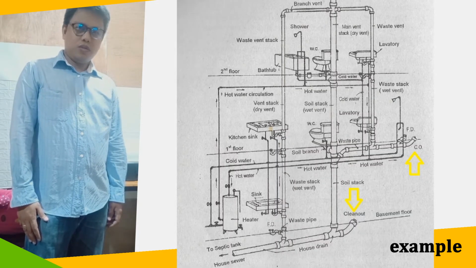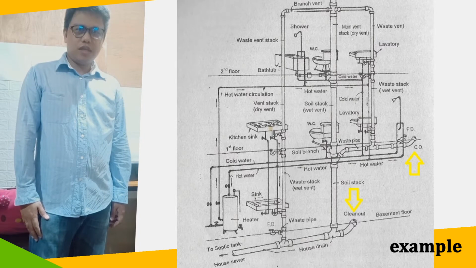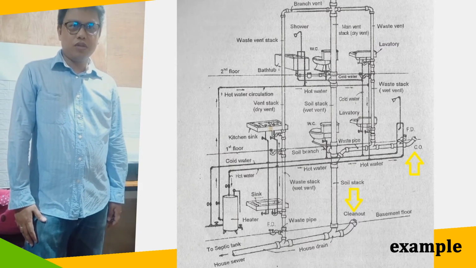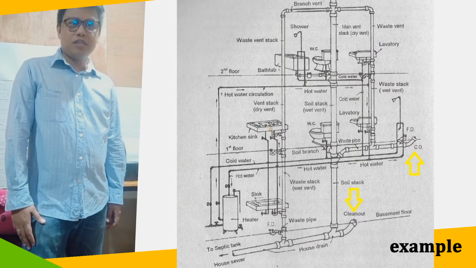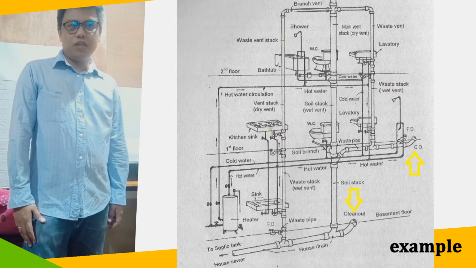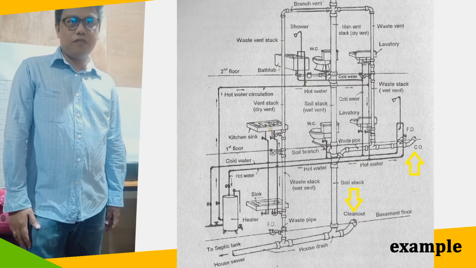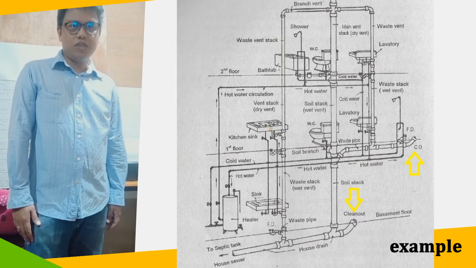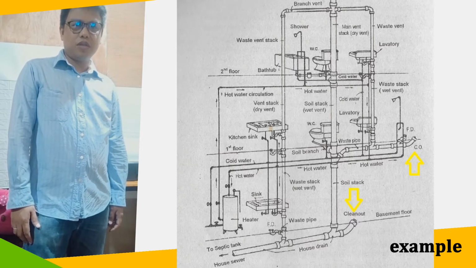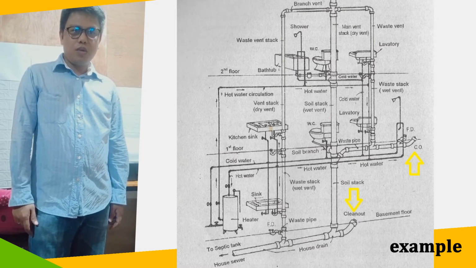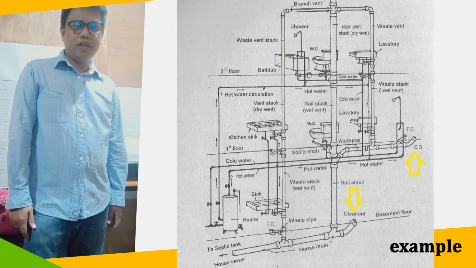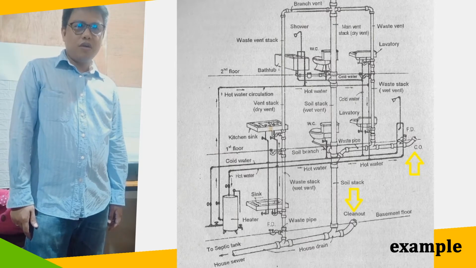According to this code, Section 706, each horizontal drainage pipe shall be provided with a cleanout at its upper terminal, and each run of piping which is more than 15 meters in total developed length shall be provided with a cleanout at every 15-meter length or a fraction thereof.